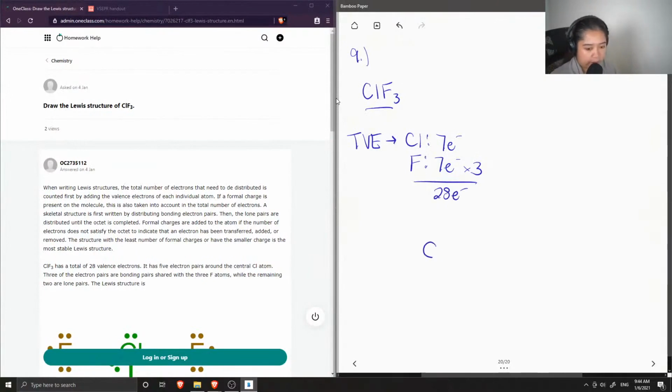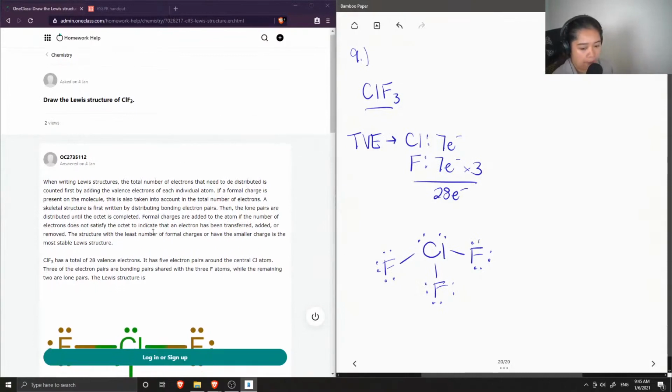So let's draw the chlorine as our central atom and the 3 fluorines that are singly bonded. And if we were to count all the electrons I've drawn so far, with each bond containing 2 shared electrons, I've drawn 24 so far. So for the remaining 4, I'll add them as lone pairs on the chlorine to get the following Lewis structure.